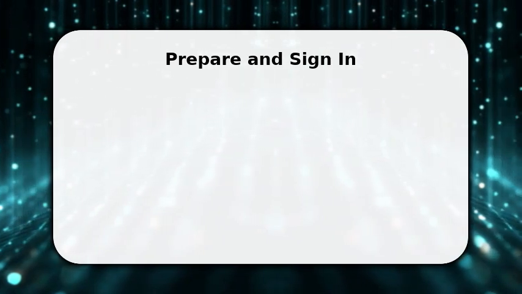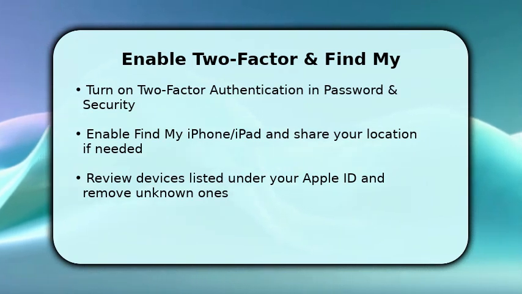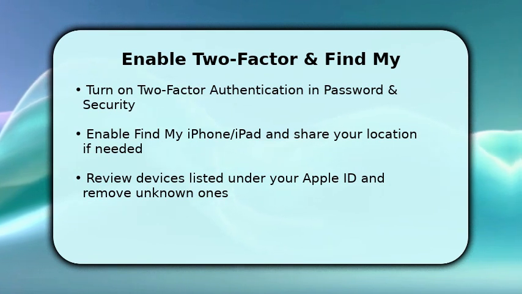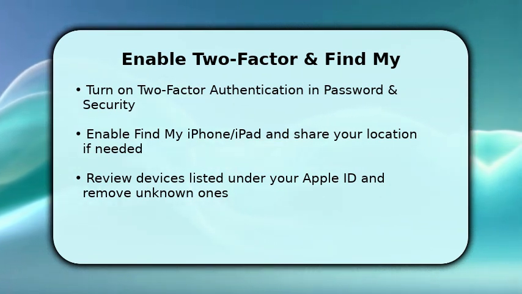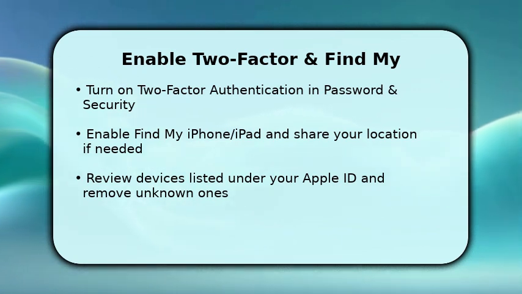Next, you enable two-factor authentication from password and security, so your account requires a second verification factor. This prevents unauthorized access. Then go back to iCloud and enable Find My iPhone or iPad. Find My ties activation lock to your Apple ID and deters theft.